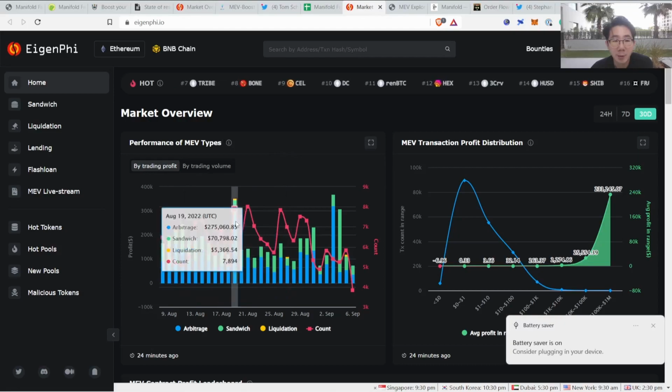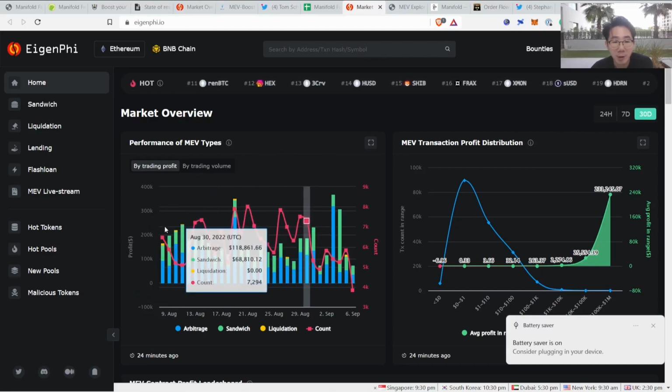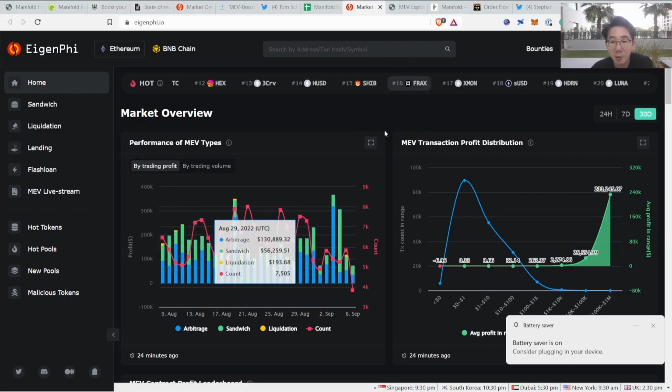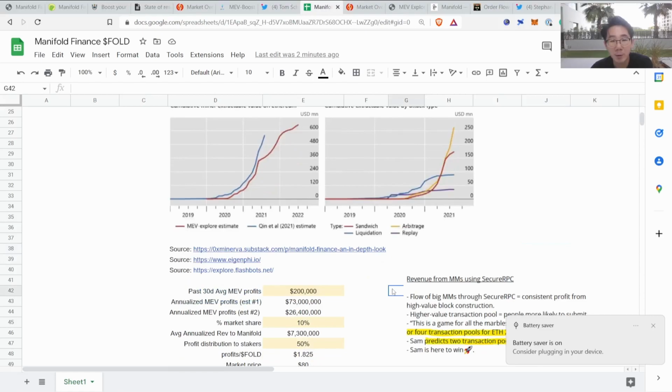And again, if you look at another site, you can also see that trading profits is all between 200 to 300,000 every day. So all these MEV profits will have to go somewhere, right? Usually this is captured by the traders, the arbitragers, the searchers, all those who have the technical resource to order all these transactions. So if you plug in all these figures, let's say the past 30-day average MEV profits is 200,000, the annualized profit is about 73 million.